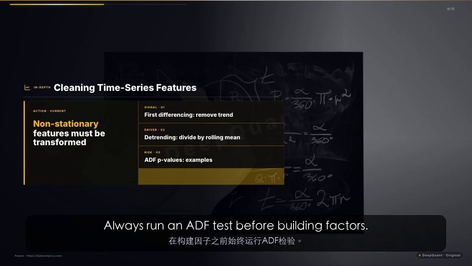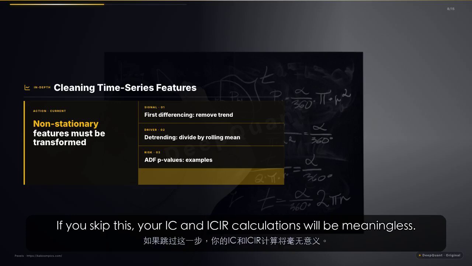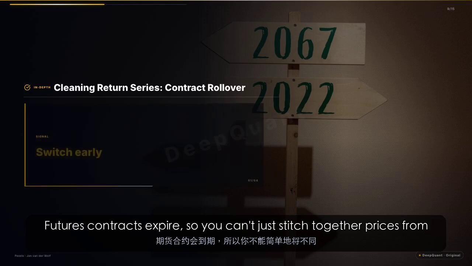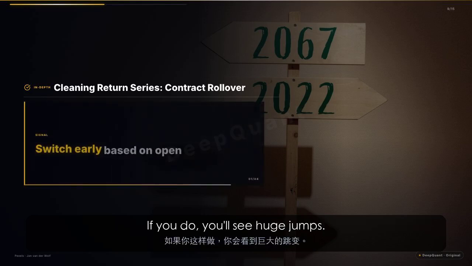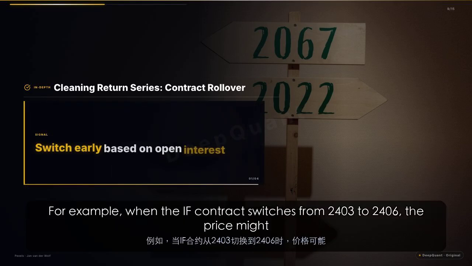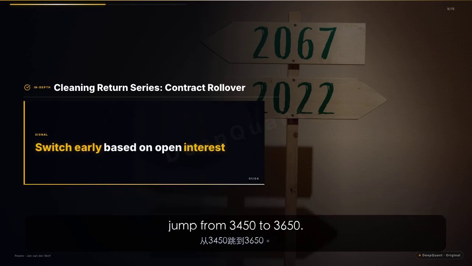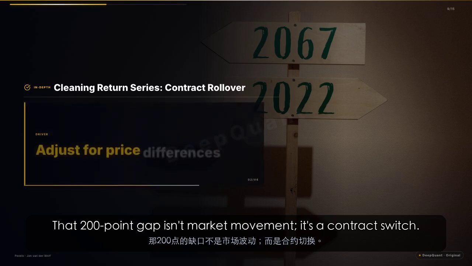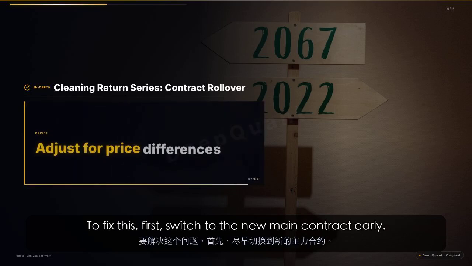Always run an ADF test before building factors. If you skip this, your IC and ICR calculations will be meaningless. Futures contracts expire, so you can't just stitch together prices from different contracts. If you do, you'll see huge jumps. For example, when the IF contract switches from 2403 to 2406, the price might jump from 3450 to 3650. That 200-point gap isn't market movement, it's a contract switch.